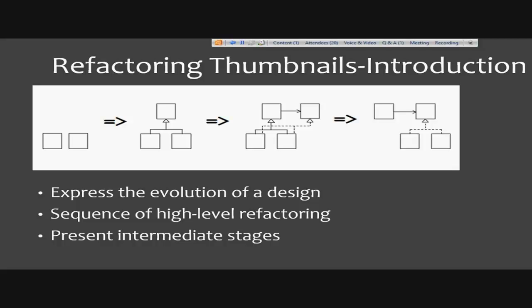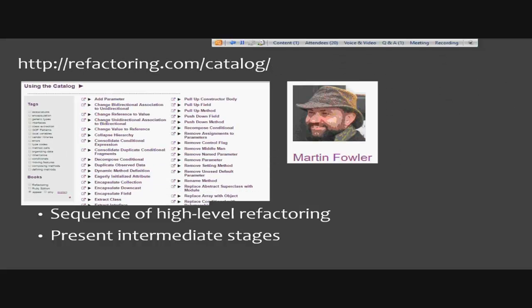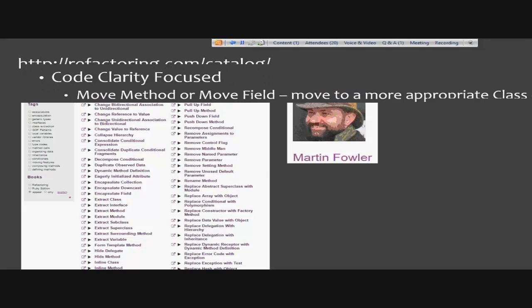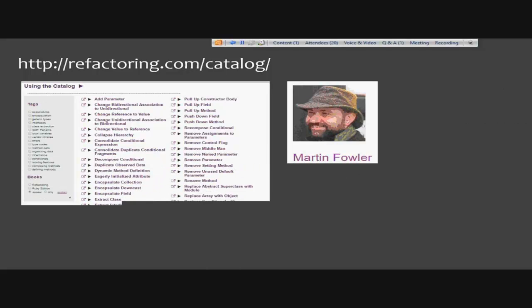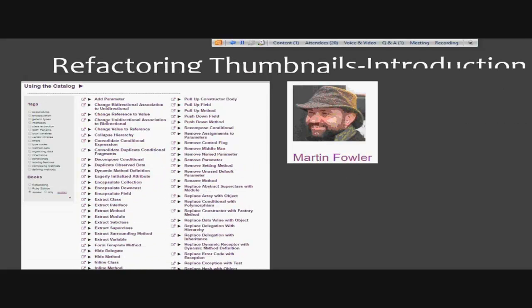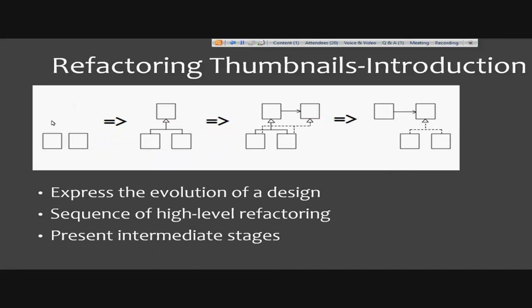And it is a sequence of high level refactoring. It is presented in intermediate stages. Now the most important part, which I believe is missing from this catalog, and from all other sources, is that we can't see the time sequence of how the code has been shaped. So let's take an example.